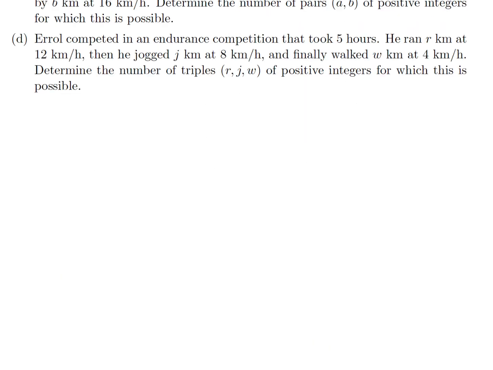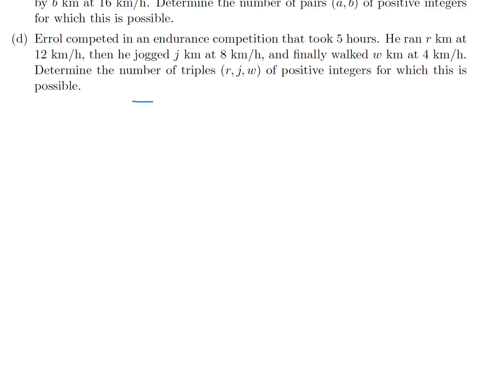Errol competed in an endurance competition that took 5 hours. He ran R kilometers at 12 kilometers an hour, then he jogged J kilometers at 8, and finally walked W kilometers at 4 kilometers an hour. Determine the number of triples, R, J, W, of positive integers for which this is possible.